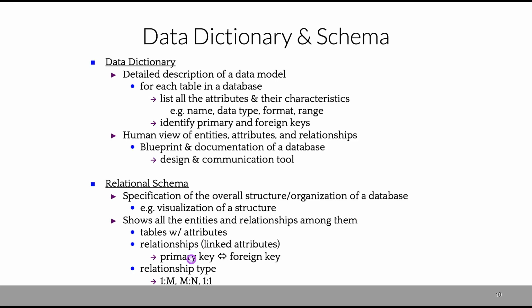All right, and finally, let's talk about the data dictionary and schemas. So the data dictionary is a detailed description of our model, which should list attributes and characteristics, and also identification of primary and foreign keys. And it gives you a sort of blueprint of your database, documentation that allows others to replicate it, or for you to document any changes. A relational schema is a visualization of our database structure. It will show entities and relationships. So we'll see tables and attributes. We'll see the types of relationships, which ones are linked.